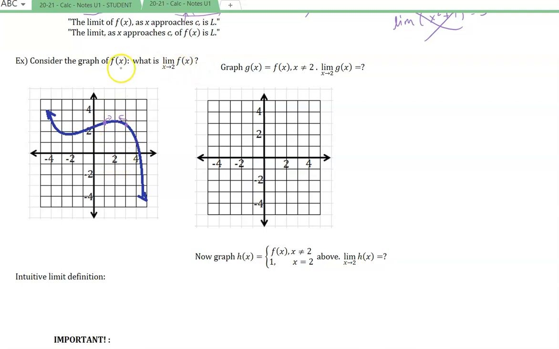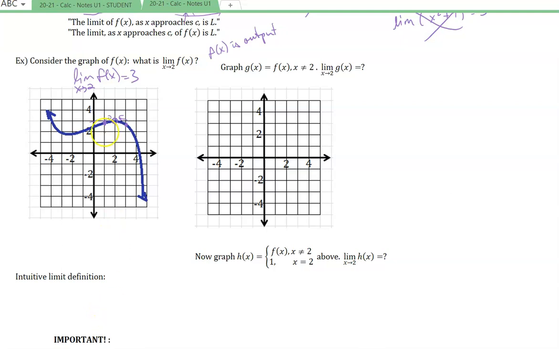As we move closer and closer to x equals 2, which happens here, we want to know what f of x approaches. And remember, f of x is the output of the function, in other words, the y coordinate. So as x gets close to 2, what does y get close to? And we can see here, this point right here tells us that we are getting very, very close to 3. So here the limit as x approaches 2 of f of x is equal to 3.